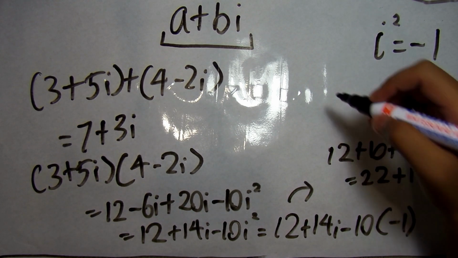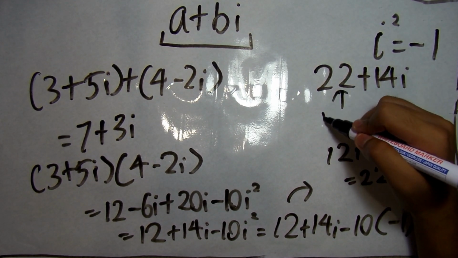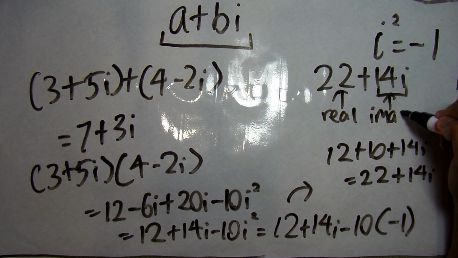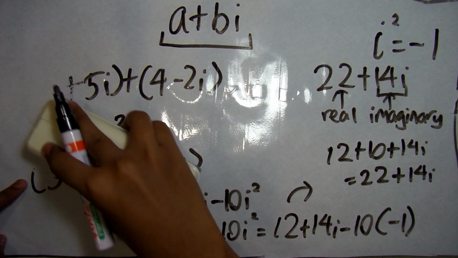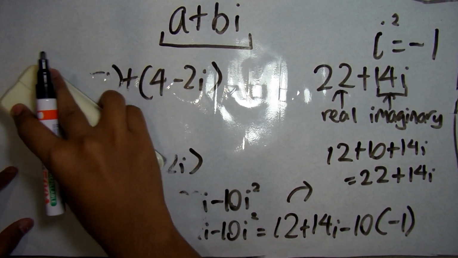In the answer 22 plus 14i, 22 is the real number and 14i is imaginary. Hence a plus bi. This is how we manipulate ordinary complex expressions. But now let's look at something actually tricky, something that will put into use the equations that we are forced to memorize actually.